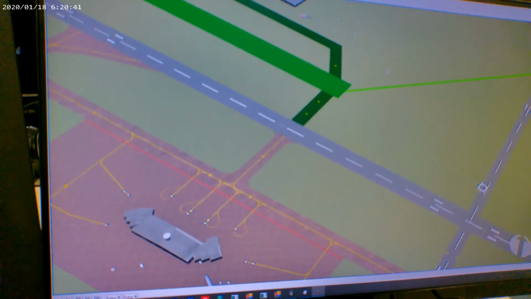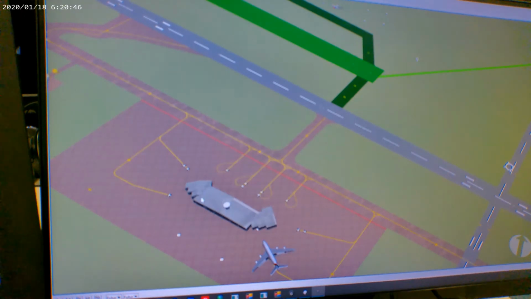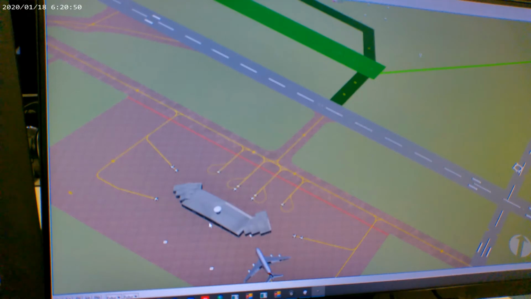That's the main terminal building at any given airport. So an airport normally would have an arrival and departure terminal. It could be the same, it could be more than one terminal as well. And this is our terminal here. So this is a pretty straightforward airfield with only one terminal.